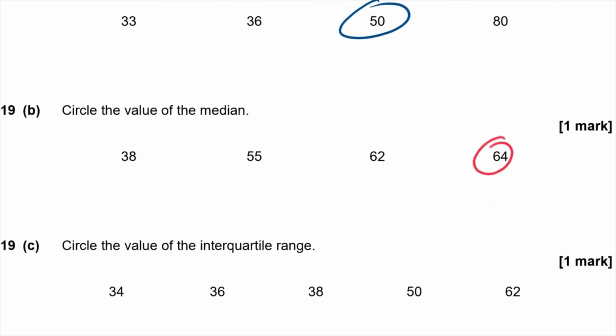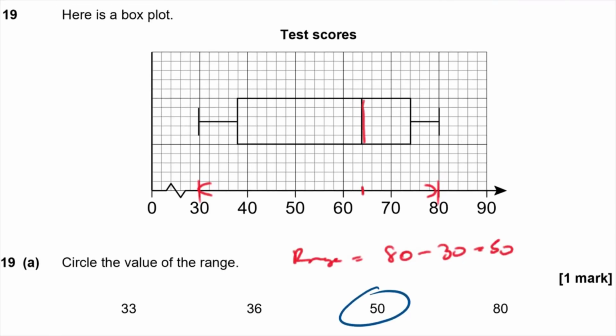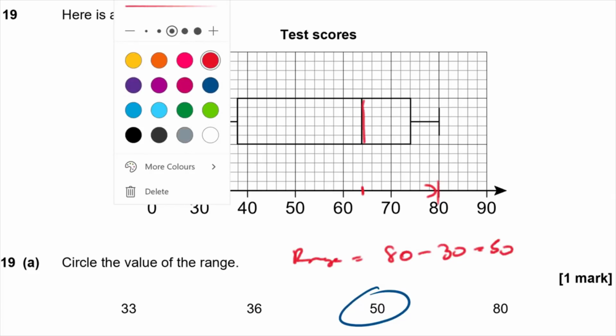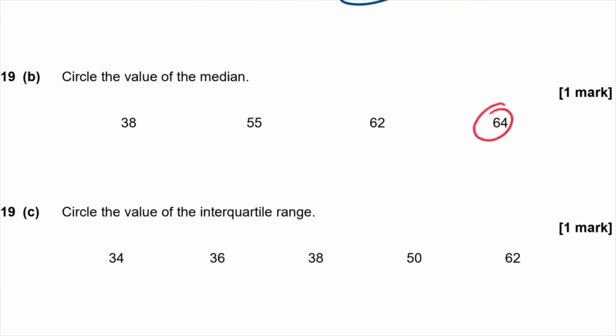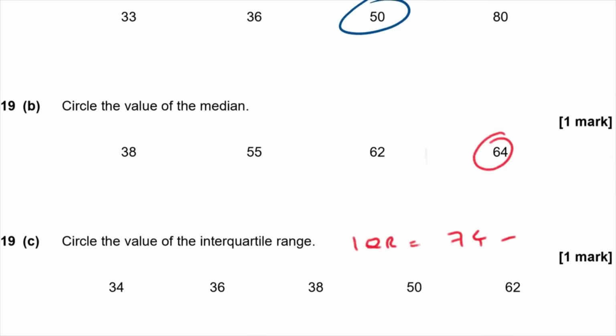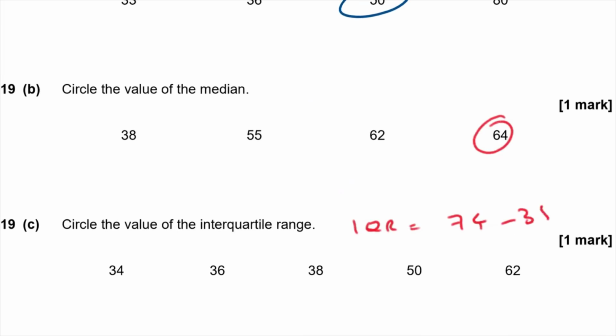Circle the value of the interquartile range. The interquartile range is given from the distance from the lower quartile up to the upper quartile. So this distance here. So the lower quartile is at 38 and the upper quartile is at 74. So the interquartile range is going to be 74 minus, what did I say it was? 38. 74 subtract 38 is 36, isn't it? That one there.